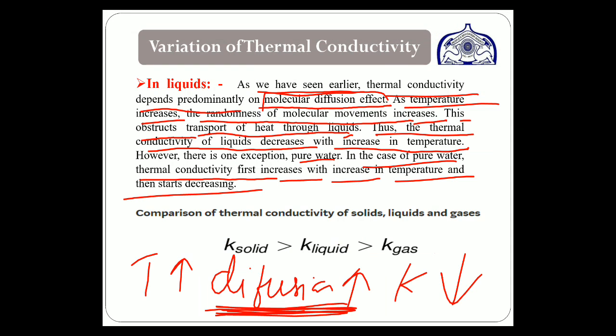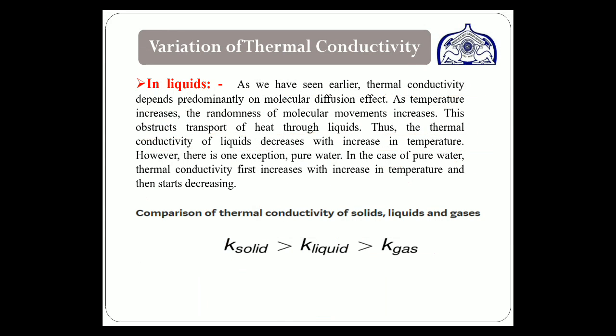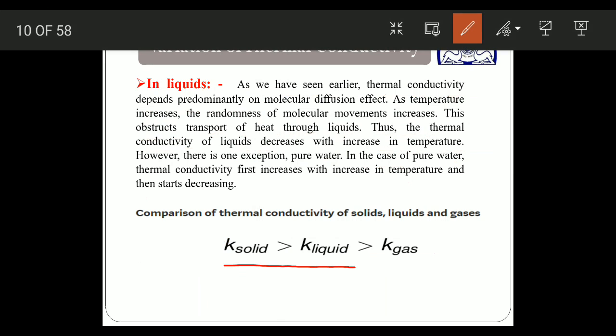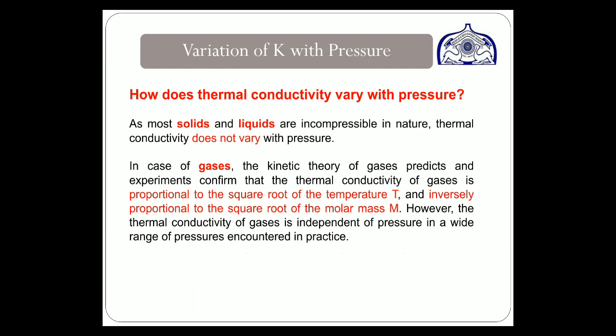Okay, so this is about the liquids. In general we have to remember that the thermal conductivity of solids is greater than that of liquids, which is greater than that of gases. But here we have to remember that the thermal conductivity of diamond is at the higher level. Okay, so remember this. Now let us see the variation of thermal conductivity with pressure.